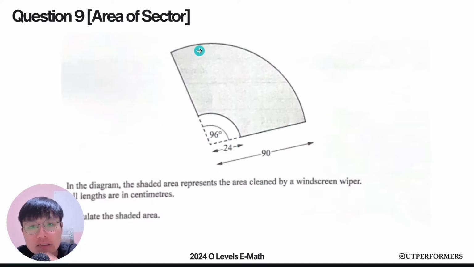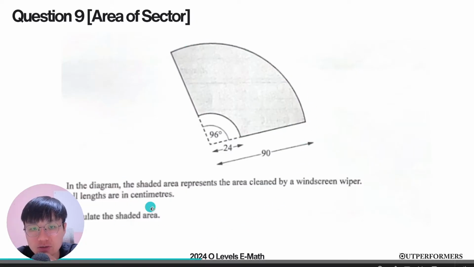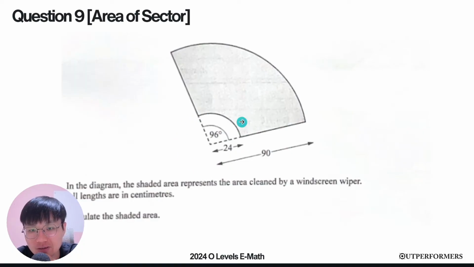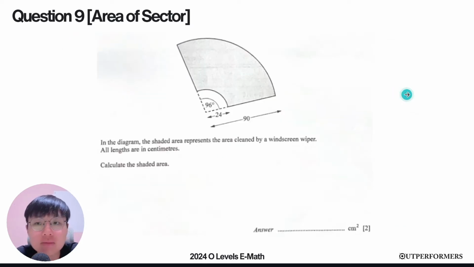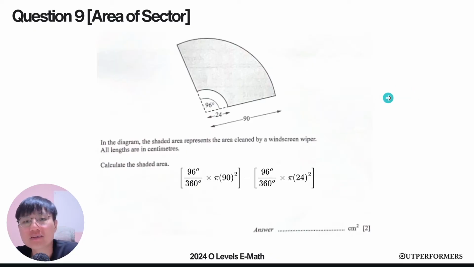So usually a sector is part of a circle, right? So you can imagine there's a huge circle going around this way, and there's a mini circle circling around this way, and we are given the radius of the small circle and the radius of the big circle, as well as the angles in degrees. Okay, so this is extremely important, because if the angles are in degrees, that means you have two choices. Either you change your angle from degree to radian first, then you use the formula sheet area of sector formula, or you can do it my way.